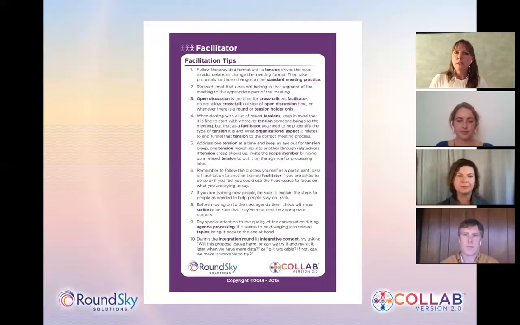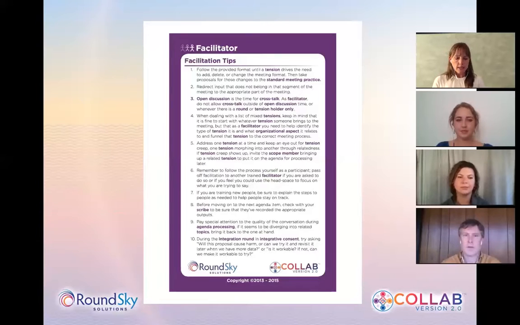As I mentioned just a couple minutes ago, address one tension at a time, super important. Keep an eye out for tension creep or tensions morphing into another, and put them on the agenda for processing later. And as you're wrapping up an agenda item, it's really important to check with your scribe to be sure that they've recorded the outputs appropriately. And likewise, if you're the scribe, make sure the facilitator isn't moving too fast and request that they slow down and allow you to catch up, so that you can record those outputs because they are a key component of your collaborative system.